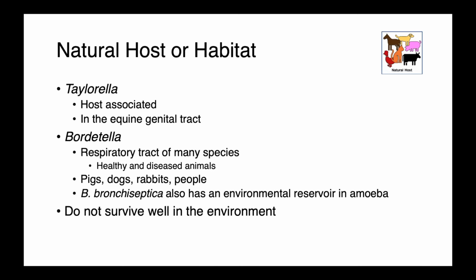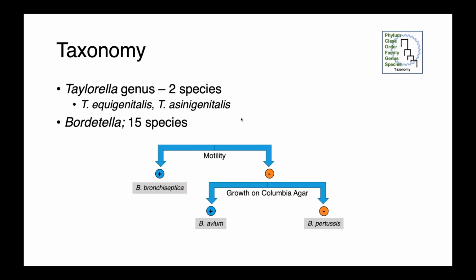While in general, organisms within these genera do not survive well in the environment, Bordetella bronchoseptica actually has an environmental reservoir in amoebas. Within the genus Taylorella, we have two species, equigenitalis and asinigenitalis, and the prefix asini refers to donkeys. Bordetella has 15 species that are recognized, and we can differentiate them based on a number of relatively simple biochemical tests. So Bordetella bronchoseptica is motile, while many other clinically relevant species are not. Bordetella avium will grow on Columbia agar, while Bordetella pertussis, the agent of whooping cough in people, does not.